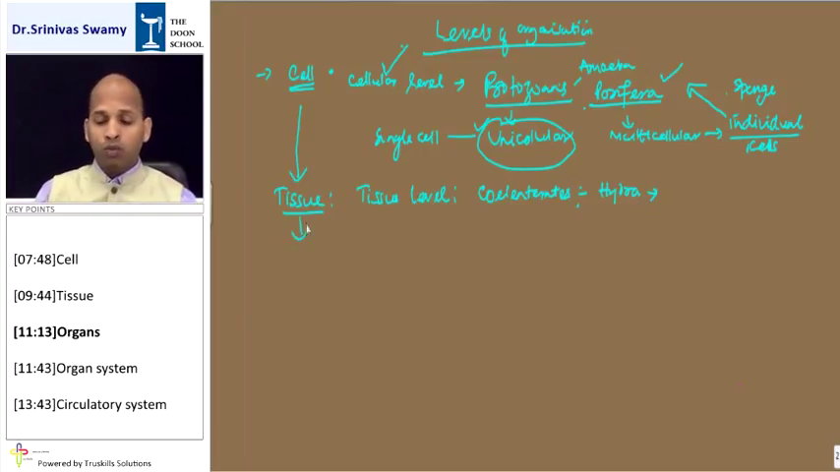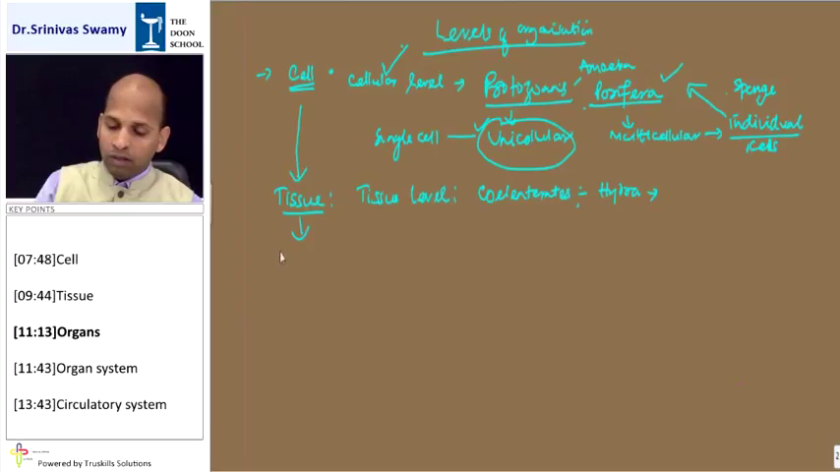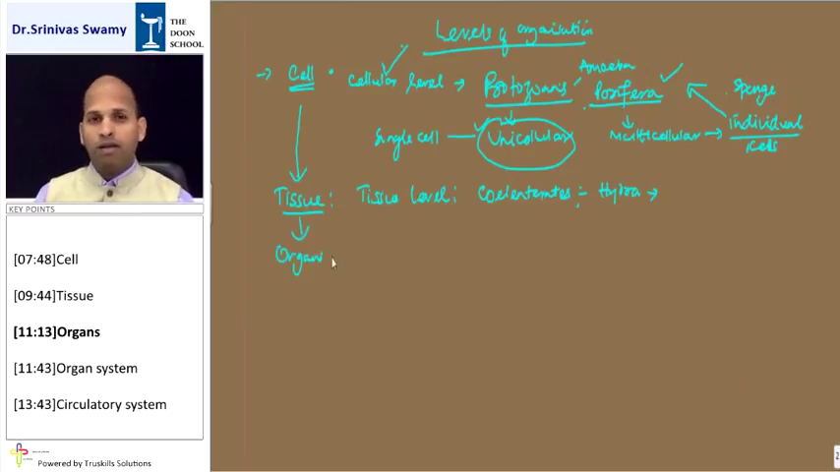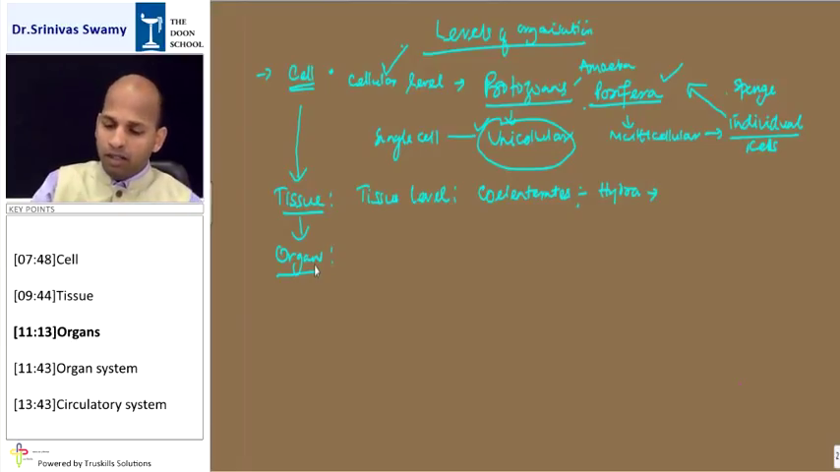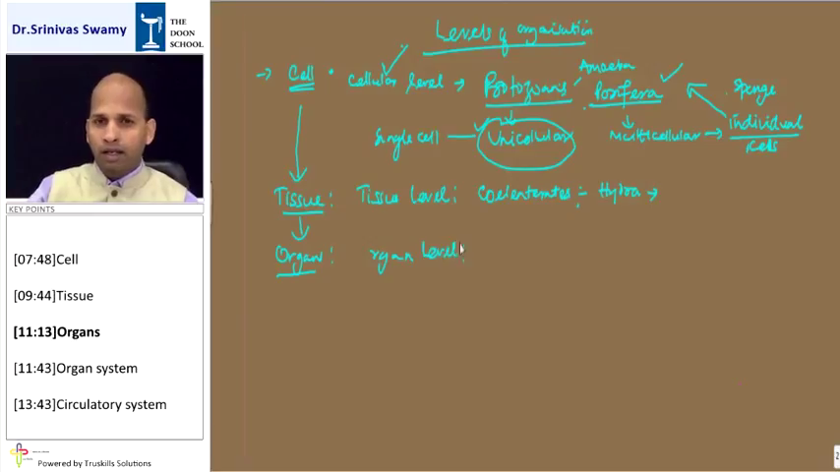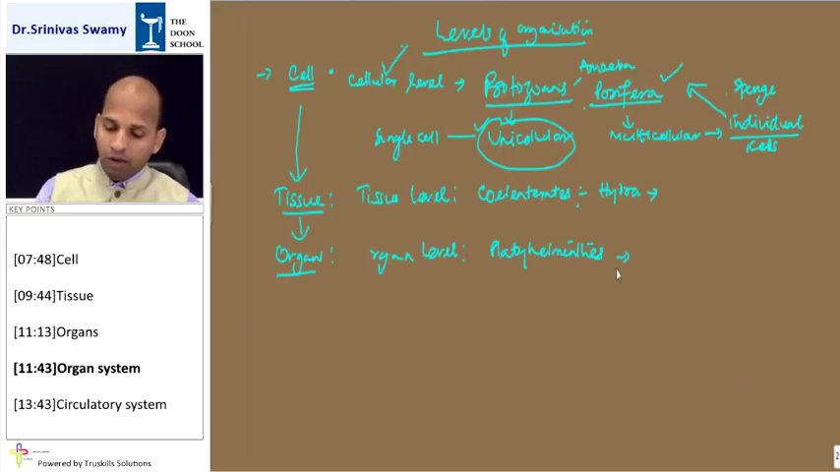Some of the tissues group together to become organs. Okay, so organ level of organization is basically seen in platyhelminthes, that is the flatworms, and they perform all the functions in these particular organisms. And some of the organs become organ systems.